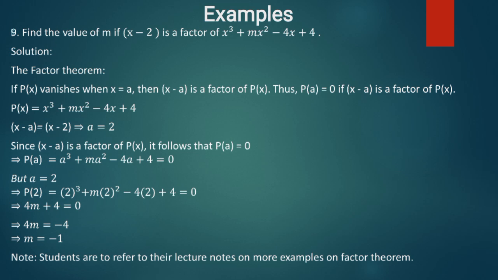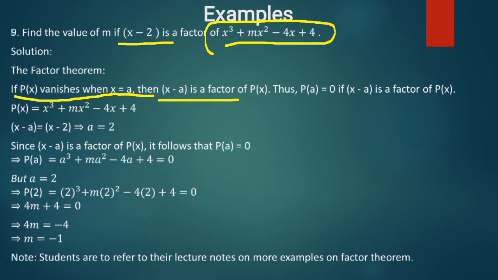The next example says find the value of m if x minus 2 is a factor of this polynomial. So we're using the factor theorem. What does the factor theorem say? It says if p(x) vanishes when x is equal to a, then x minus a is a factor of p(x). That is to say, whenever you plug the value of a from x minus a into the polynomial p(x), and it goes to 0, then x minus a will be a factor.